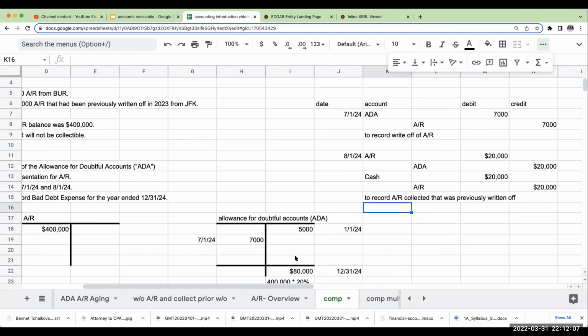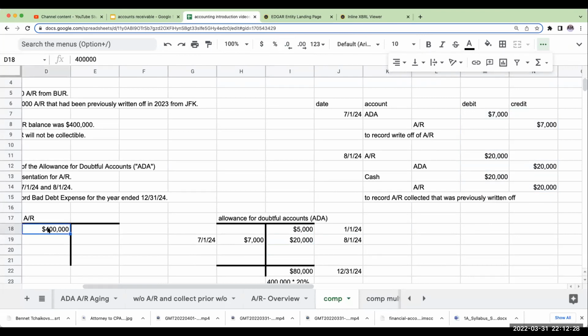So how does this impact our allowance for doubtful accounts? Well, my allowance for doubtful accounts is being credited by $20,000. So what I'm going to do is go over here and credit the allowance for doubtful accounts on 8/1/24 for the $20,000 for the AR that had been previously written off.